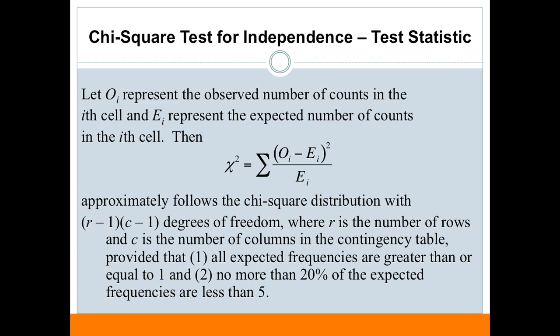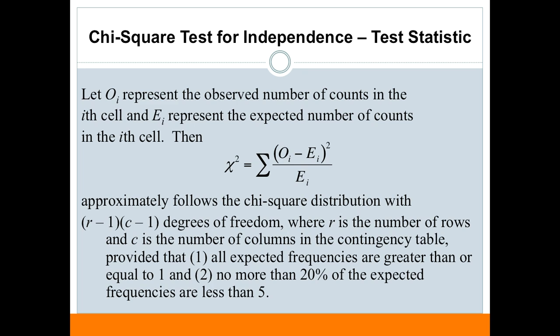Now, in order to actually conduct the chi-square test for independence, we have to calculate a test statistic, and you'll notice this looks exactly the same as it did before. This is going to follow the chi-square distribution, though, with a different number of degrees of freedom. So since we have rows and columns, we take the number of rows and subtract 1 from that. We take the number of columns, subtract 1 from that, and then we multiply the two in order to get the degrees of freedom.